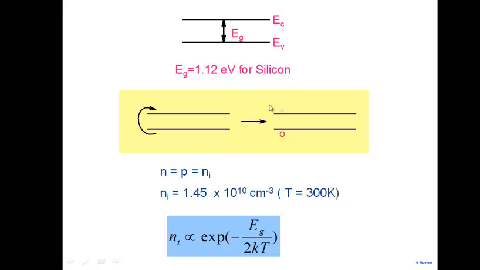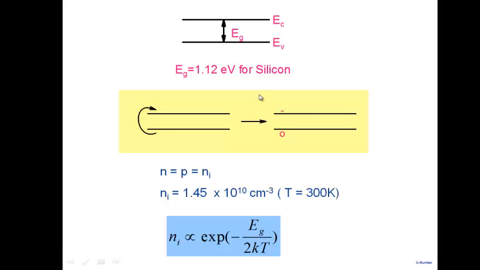I call it intrinsic because my semiconductor is pure. I've not added anything to it. So it's an intrinsic semiconductor, and the number of electrons and holes in an intrinsic, pure semiconductor is what we call ni, the intrinsic carrier concentration. The units are, as you can see, per centimeter cube. And this is the density of electrons and holes that you get in silicon, 1.45 times 10 to the power 10, at T equal to 300 Kelvin. So that's the density of electrons and holes.